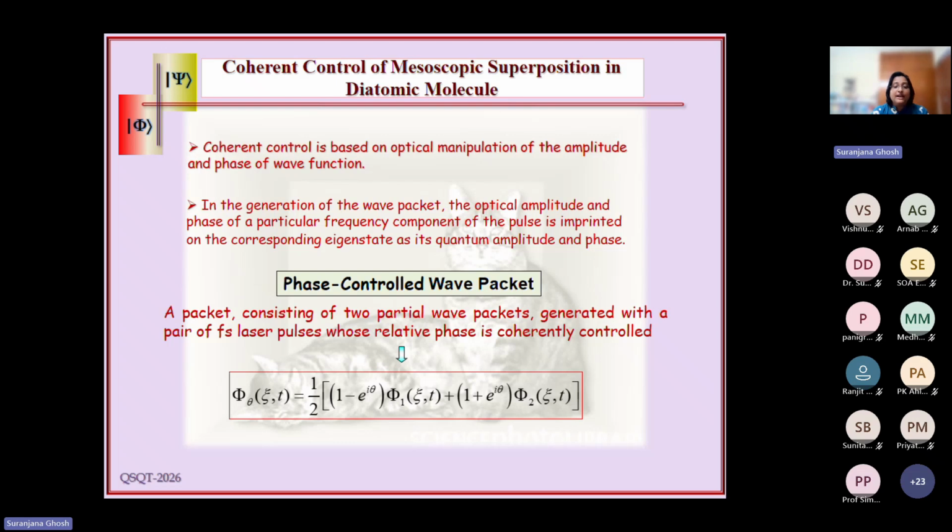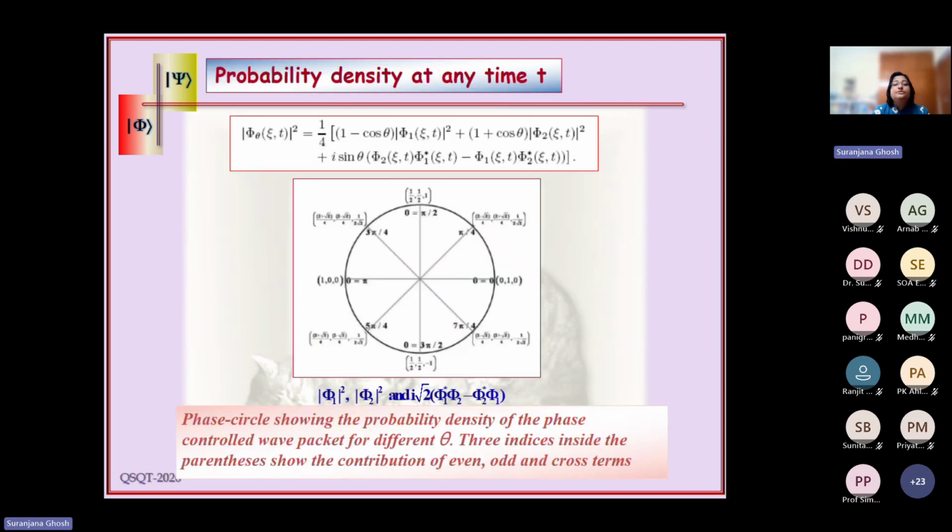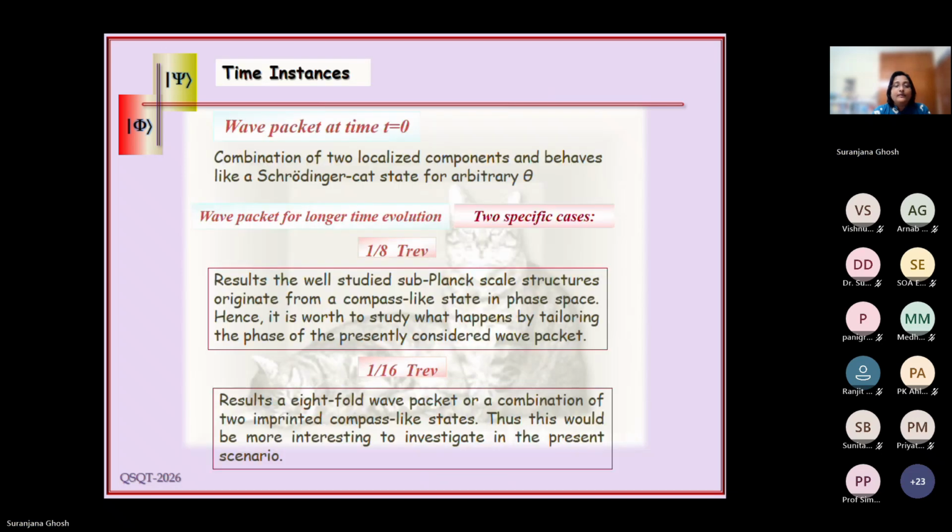So using that mechanism, we have created an initial wave packet where, by changing the theta parameter, one can change the quantum interference structures. This is the probability density. We have seen how the individual parts, even or odd, are contributing. When theta is equal to 0, only the even part contributes. When theta is equal to pi, only the odd part contributes. When theta is equal to pi by 2, both even and odd contribute equally. So here one can see how they are affecting each other.